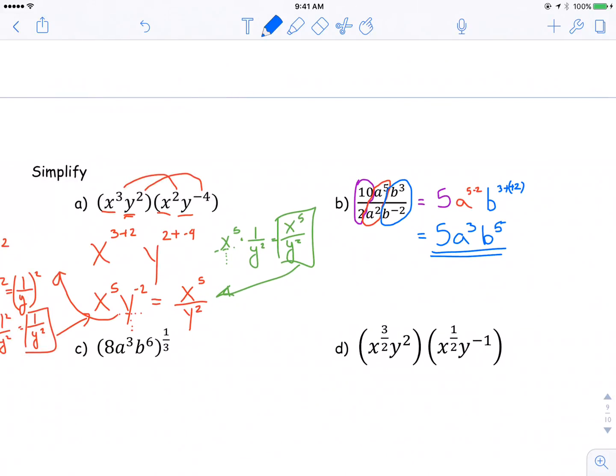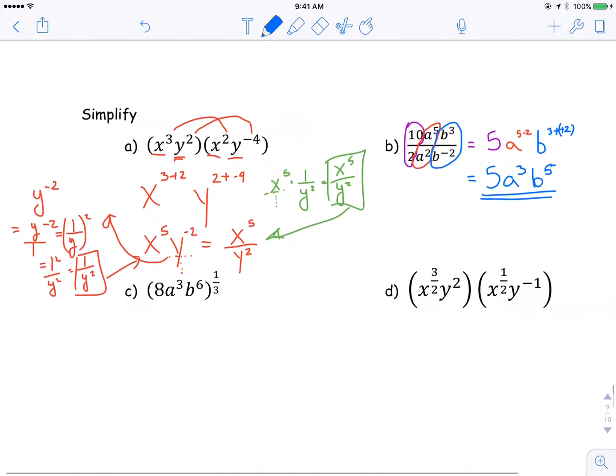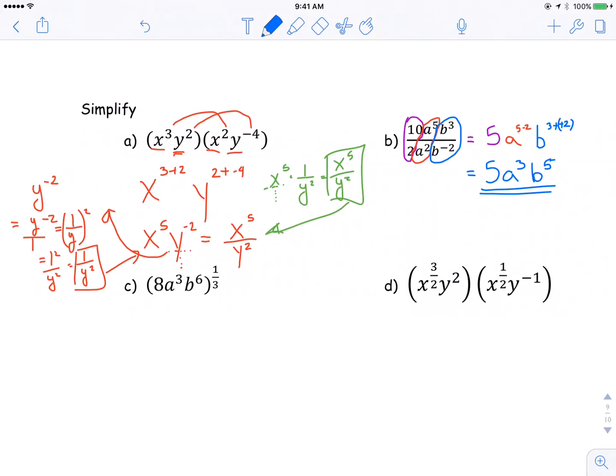Question C starts to get a little bit more complicated with fractions, so I think I will pause the video here. Don't want to make them too long, and I'll come back to C and D together, and then I'll do E and F together.